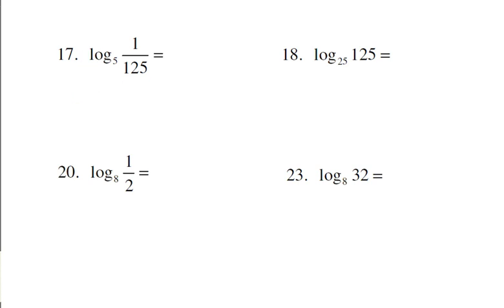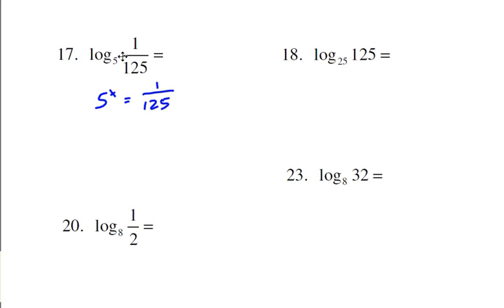So let's look here at number 17. We say 5 to what power is 1 over 125? Well then, let's see, move this one out of the way a bit. Now we're going to say, okay, well, 5 to the x is 1 over 5 cubed. 5 to the x is 5 to the negative third. There we go. x has to be negative 3. That's my answer, just the negative 3.